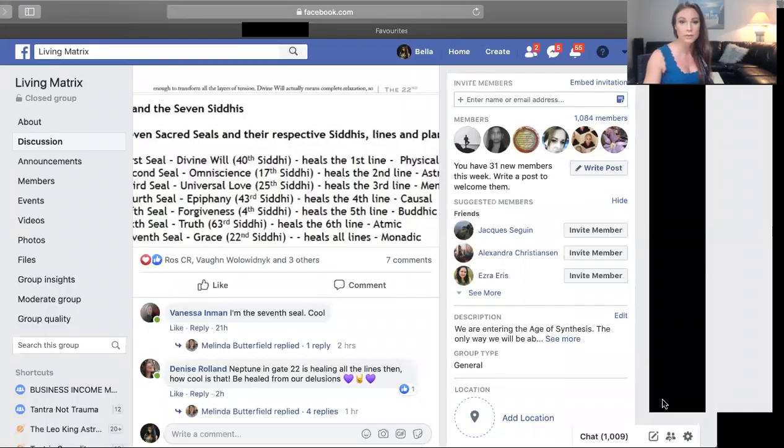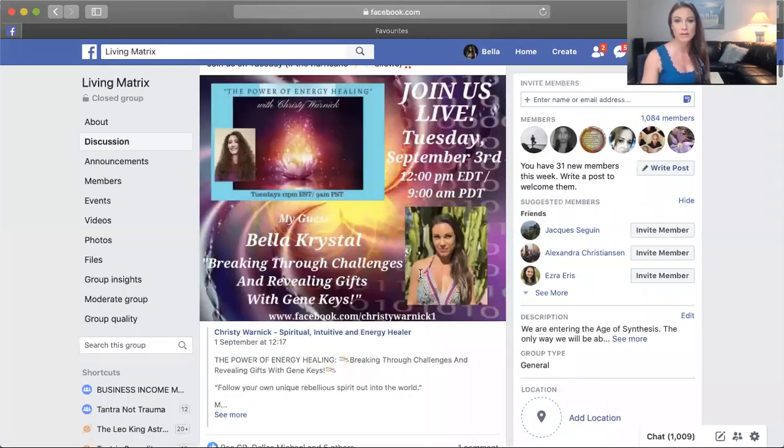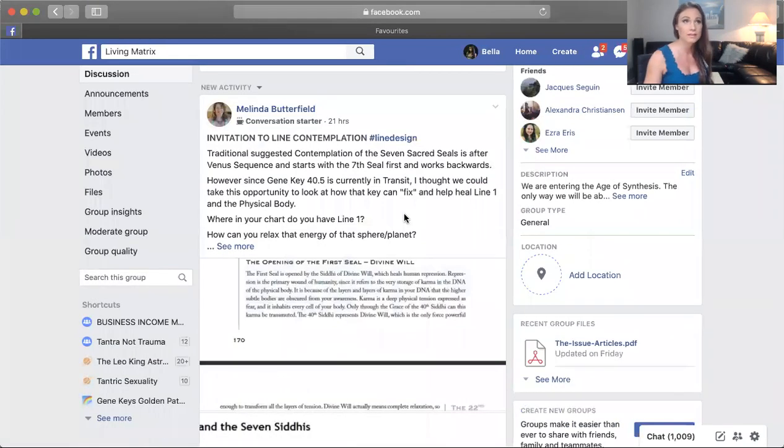Melinda has been posting about the line contemplation, and this is a bit the same thing as I was speaking about in the sphere of evolution, that it is really by looking at the line in the sphere of evolution that we can understand what's going on. The Gene Key can be a bit complex, and it's in our imprint, but if we want to simplify, we can look at the line.